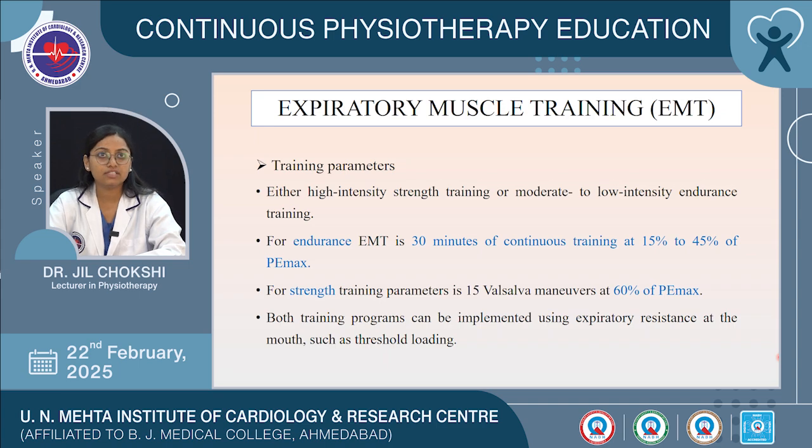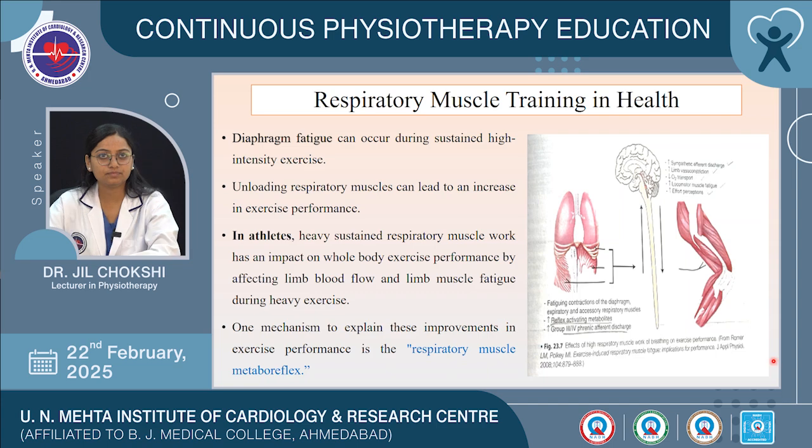So, second one is the expiratory muscle training. Training parameters for the expiratory muscle training, either high intensity strength training or moderate to low intensity endurance training. For endurance, EMT is 30 minutes of continuous training at 15 to 45% of the PE max. For strength training, the parameter is 15 Valsalva maneuvers at 60% of PE max. Both training programs can be implemented using expiratory resistance at the mouth, such as threshold loading.